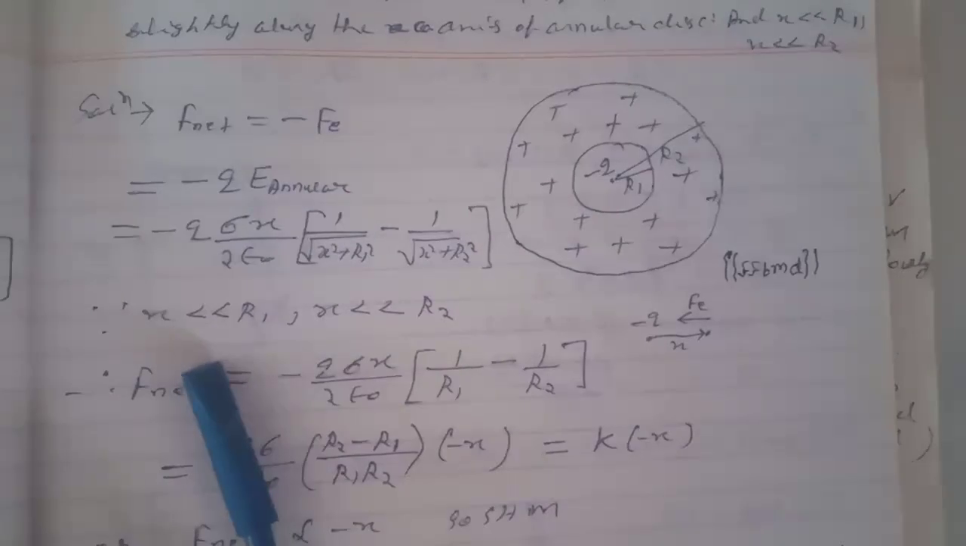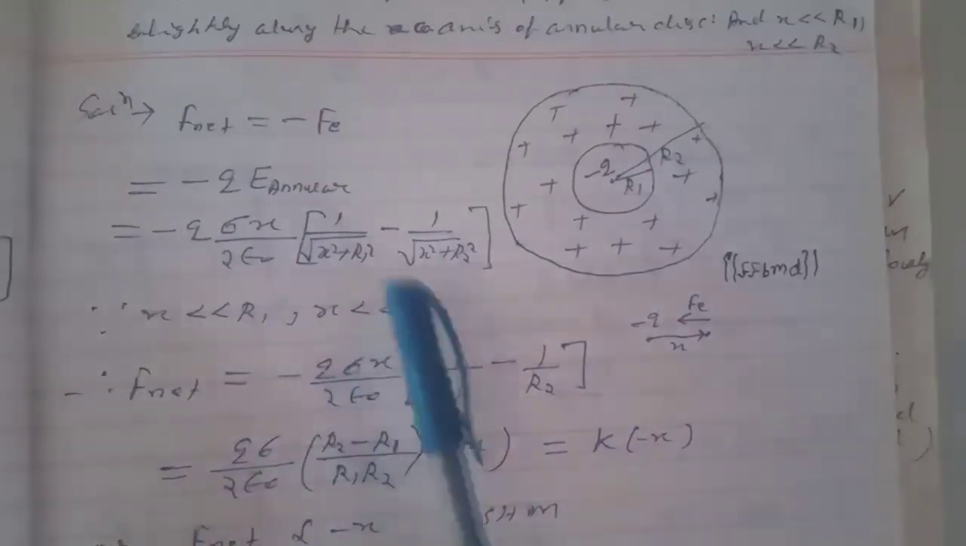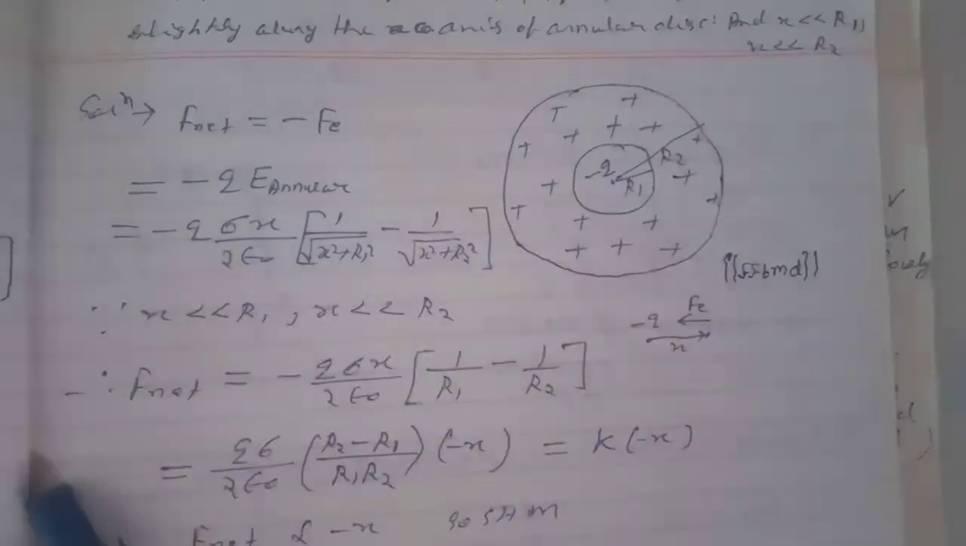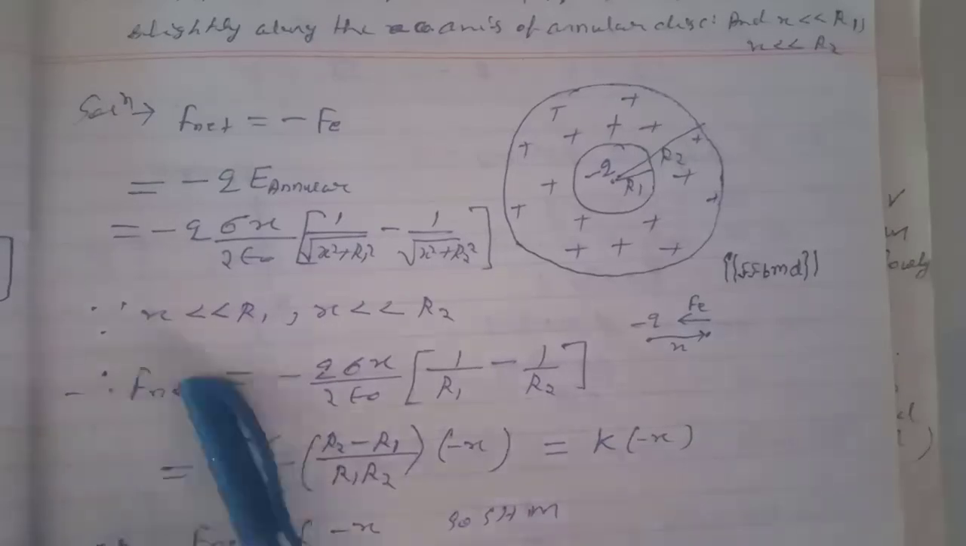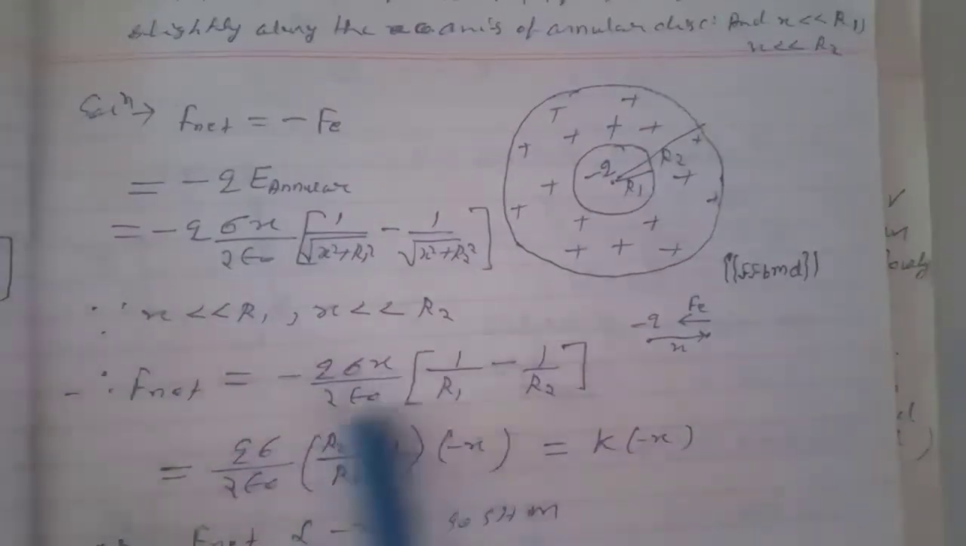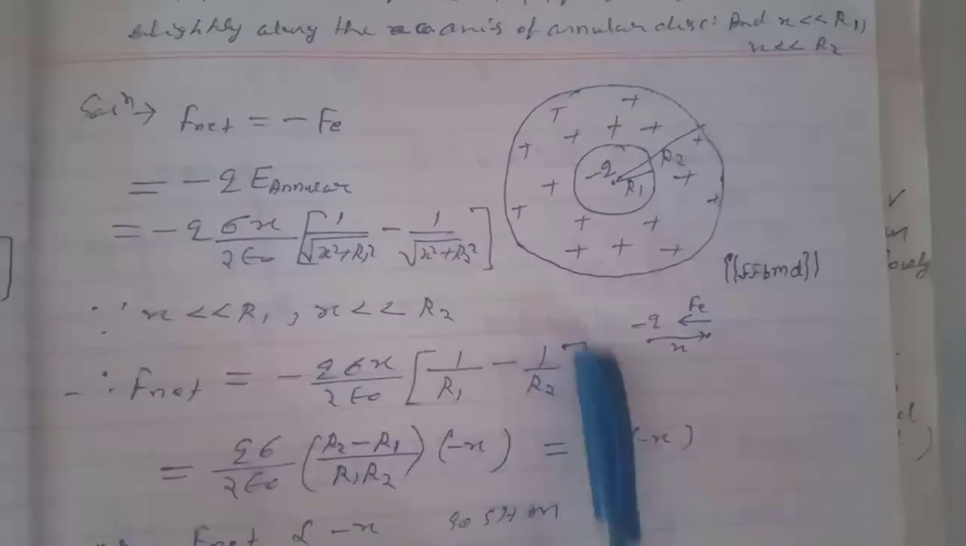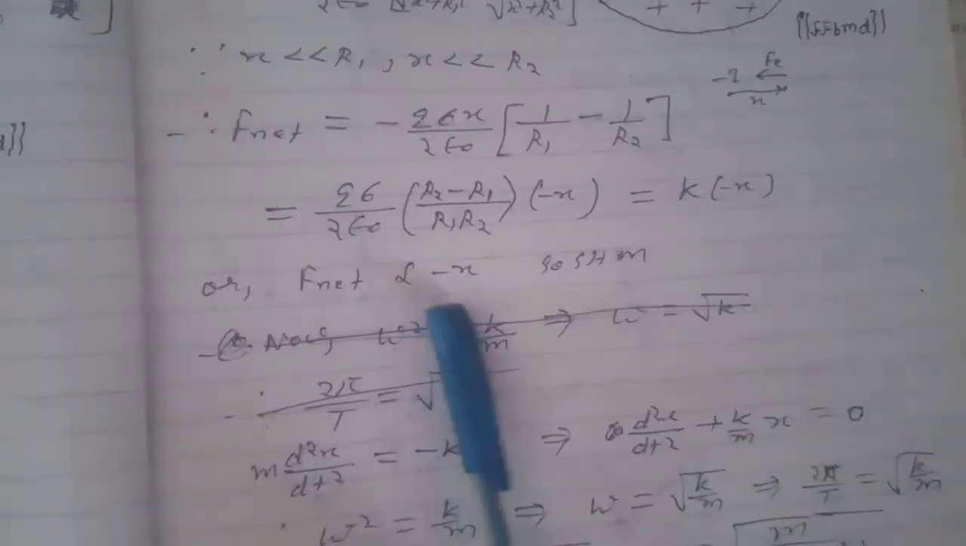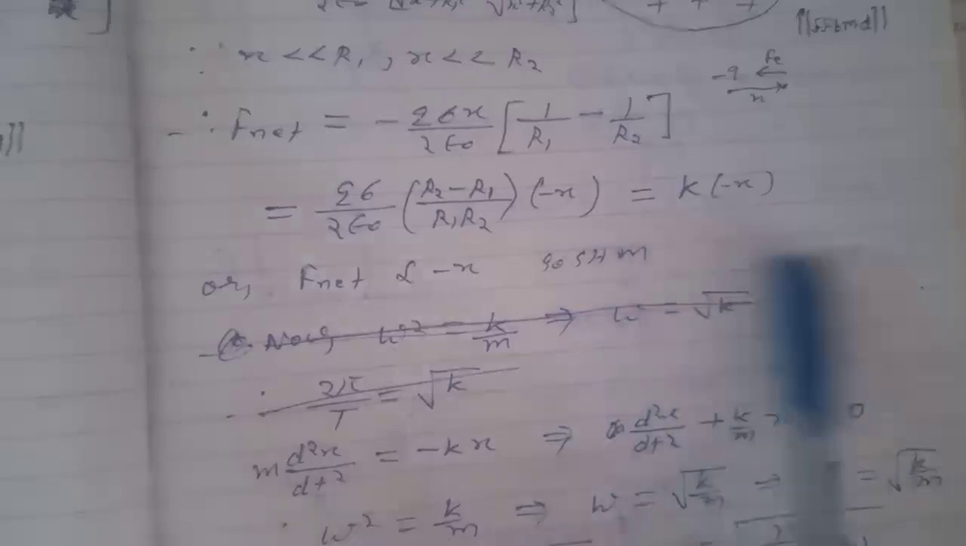Since x is very much less than r1 and x is very much less than r2, x can be neglected in this formula. So F net will be minus q sigma x by 2 epsilon naught into (1 by r1 minus 1 by r2), or equals q sigma by 2 epsilon naught into (r2 minus r1) by r1 r2 into minus x, or k into minus x. Hence F net is proportional to minus x, so it is performing SHM.